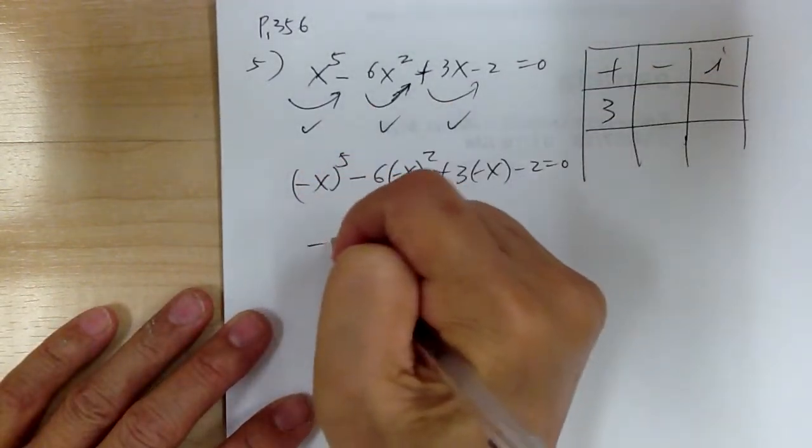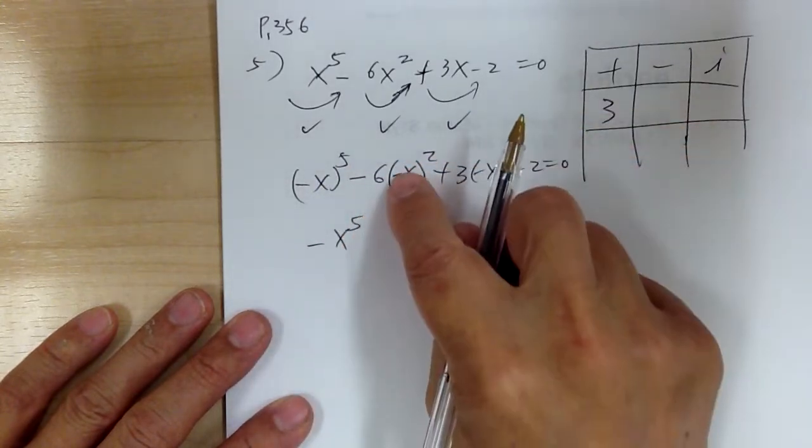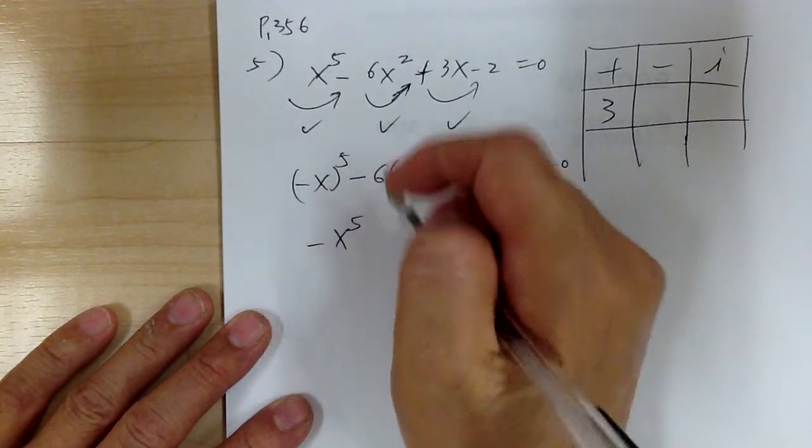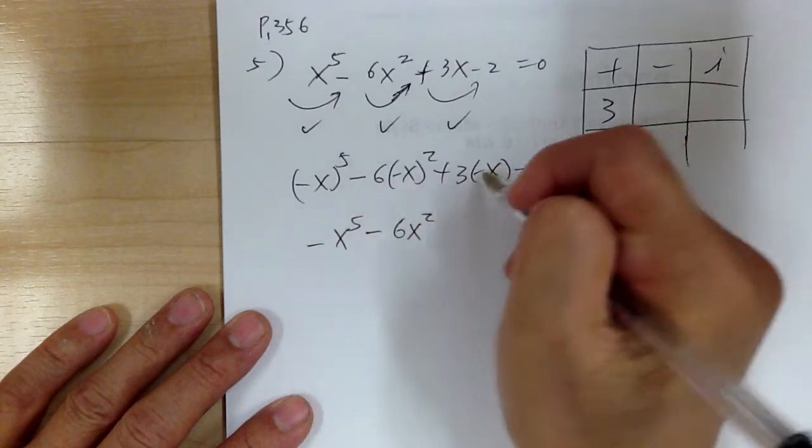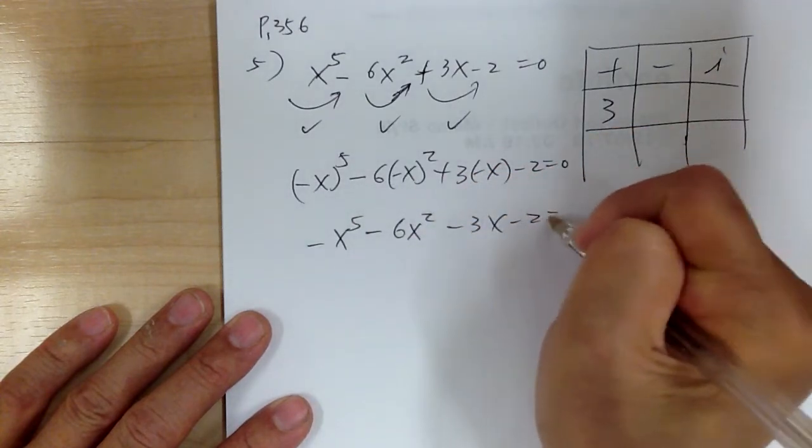So this is going to stay. This is going to become negative x to the 5. Negative squared is positive, times negative is negative. And this one will be minus 3x minus 2 equal to 0.